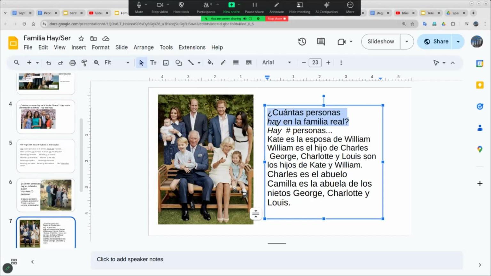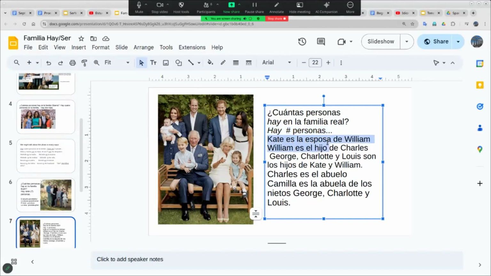9 personas. Bien. Hay, and then we stick in a number. Hay 1, 2, 3, 4, 5, 6, 7, 8, 9. Sí, 9. Hay 9 personas. Hay 9 personas. En la foto, in the photo. Of course, there are more because now there are more kids added into this, but okay. Sí, hay 9 personas.